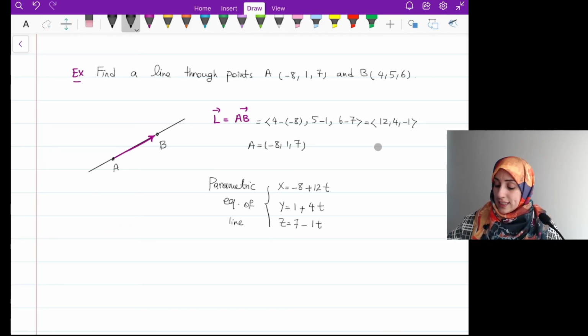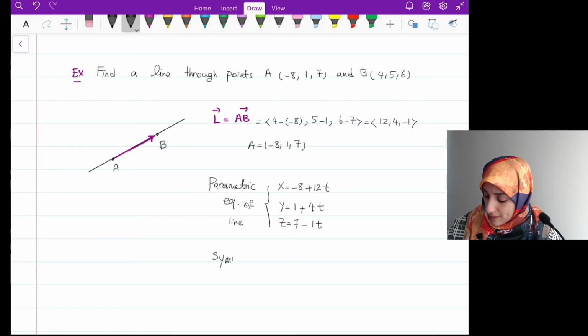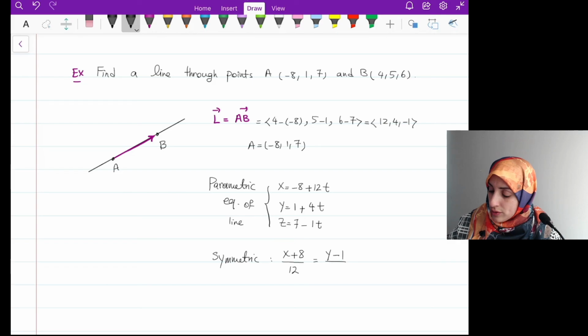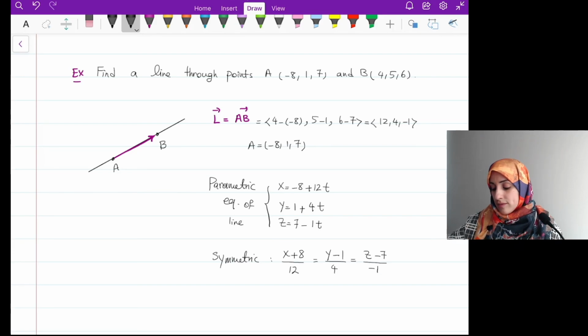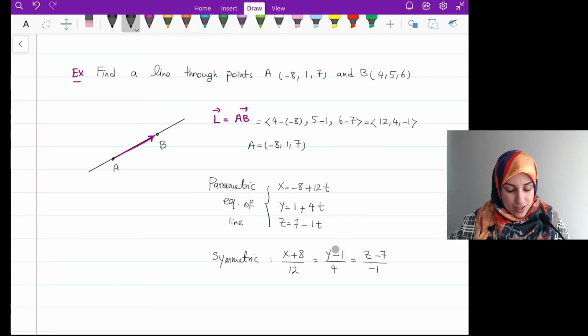You can also write it as a symmetric equation. It would be x minus the coordinate of the point, which is x plus 8, over the component of the direction vector, 12, equals y minus 1 over the component 4, and also z minus 7 over -1. We can simplify that a little further if you want. On the next video, we're going to talk about how lines and planes interact with each other.